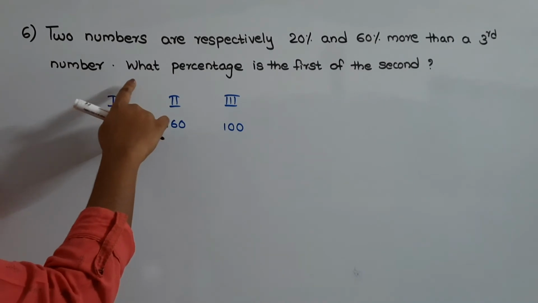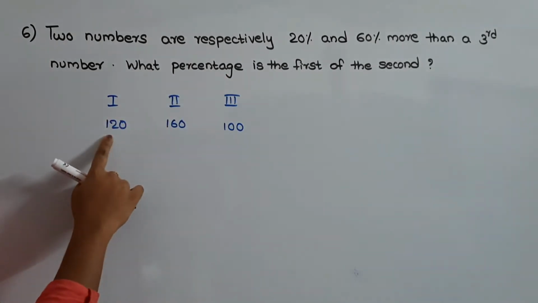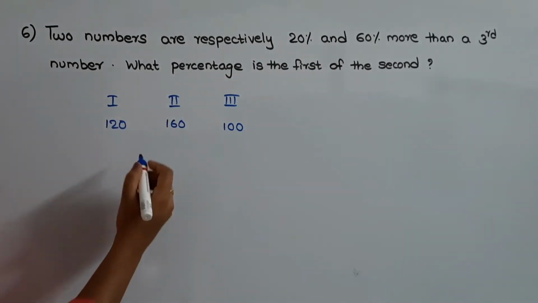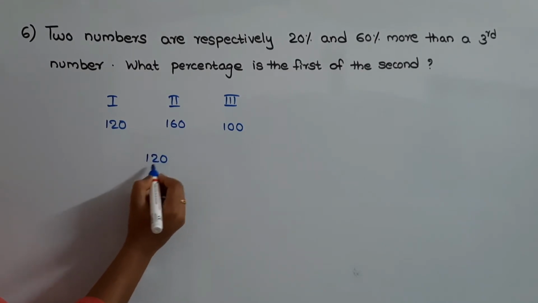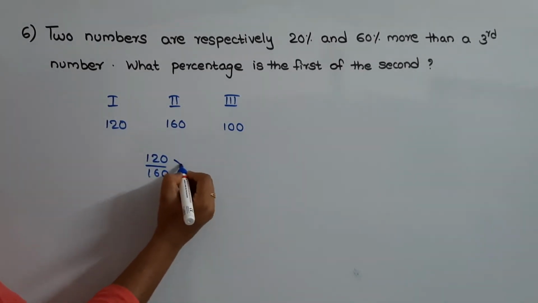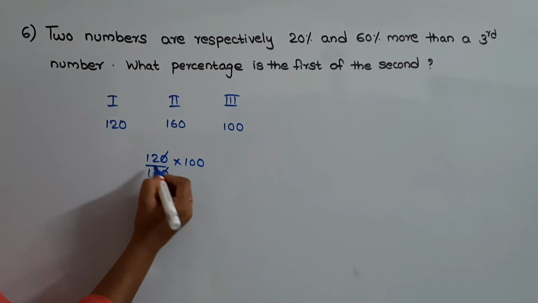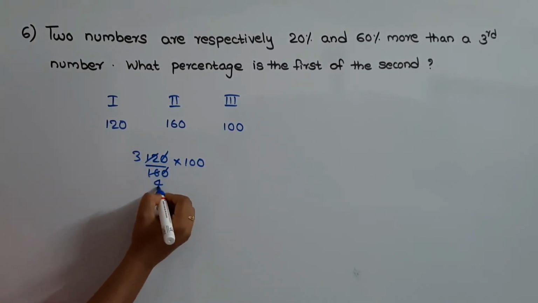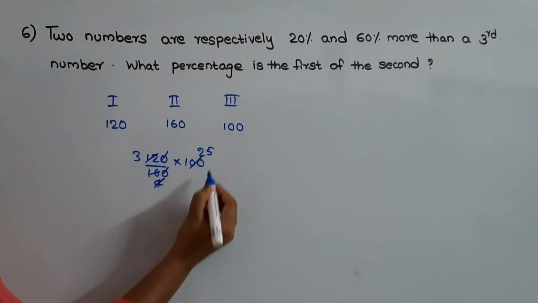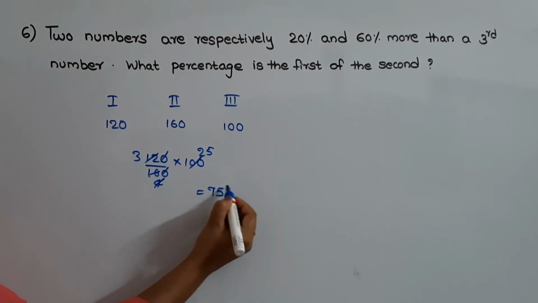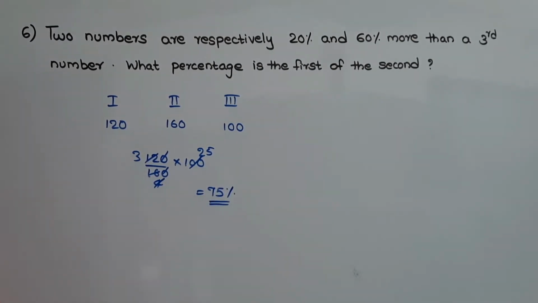So, we need to find out what percentage is the first of the second. So, we need to find out 120 by 160 into 100. Okay. On simplifying, we will get it as 75 percentage. Okay, so this is the answer.